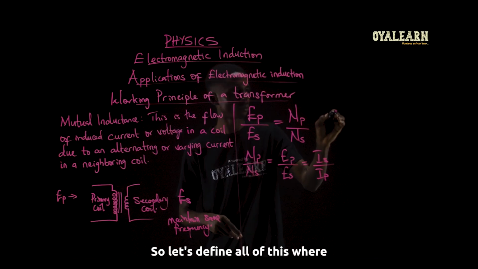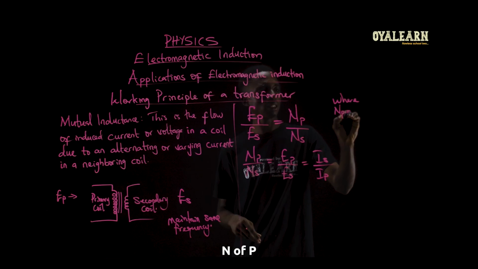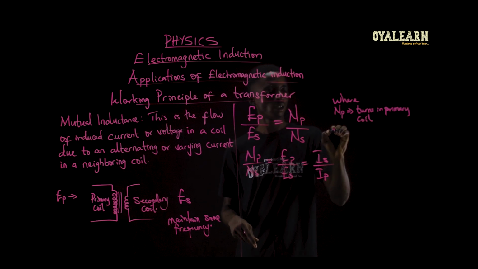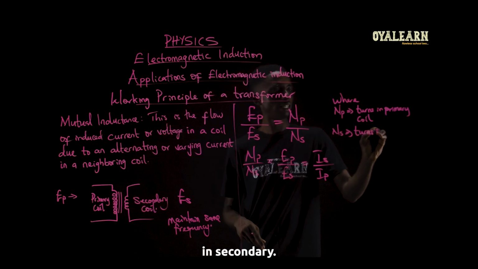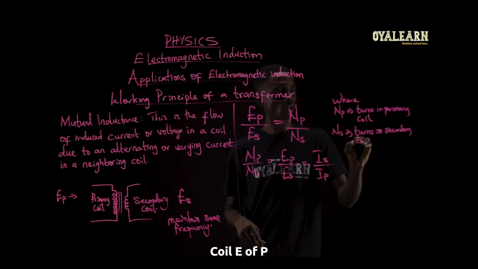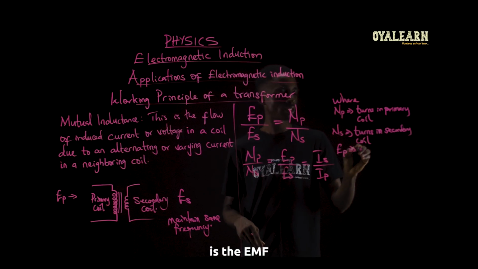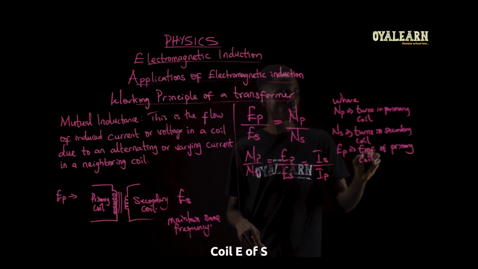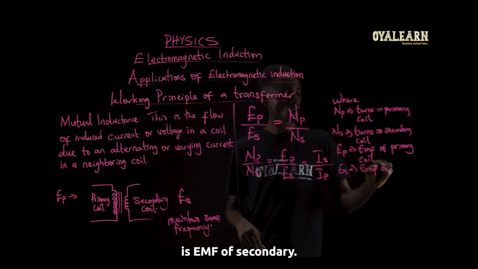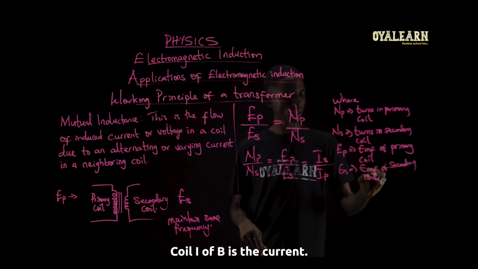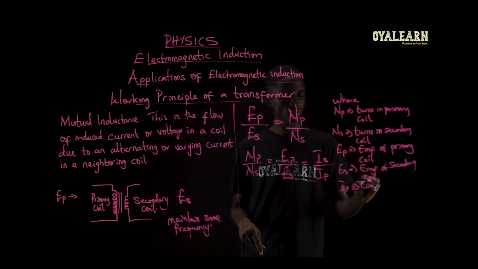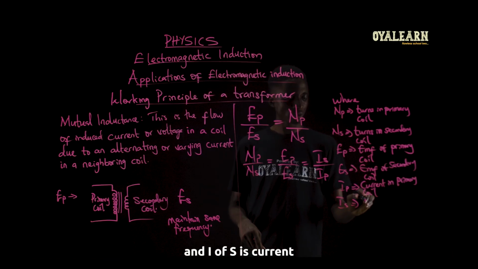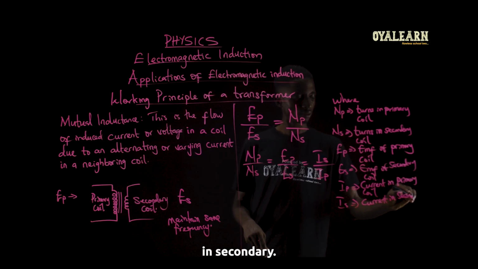So let's define all of this, where N_P is the number of turns in the primary coil, N_S is the number of turns in the secondary coil, E_P is the EMF of the primary coil, E_S is the EMF of the secondary coil, I_P is the current in the primary coil, and I_S is the current in the secondary coil.